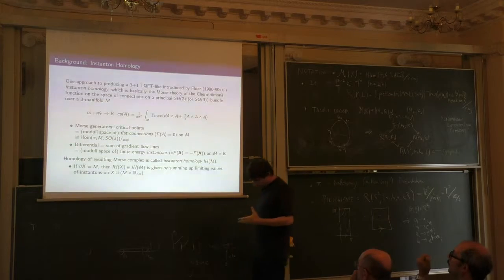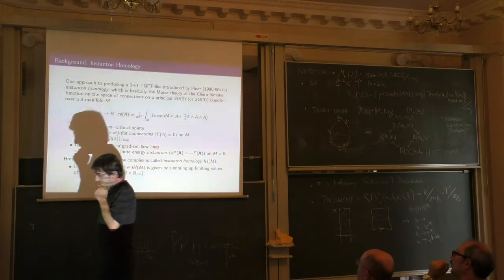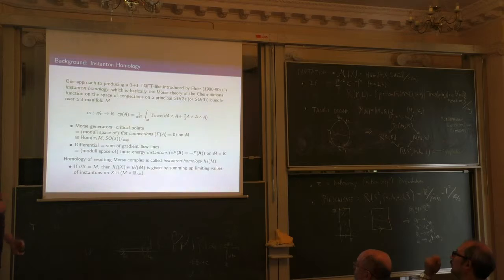Most of the TQFTs that have been discussed in this conference are those that arise out of Witten's use of a path integral with Chern-Simons as the Lagrangian, as the action. But there's another thing you can do with the Chern-Simons function, and that is consider it as a Morse function on a manifold and look at the Morse homology. So that gives rise to something called instanton homology.